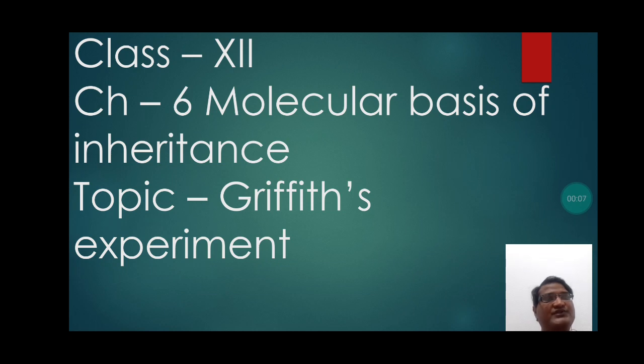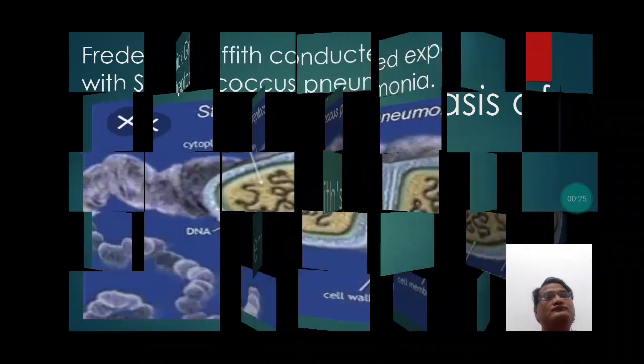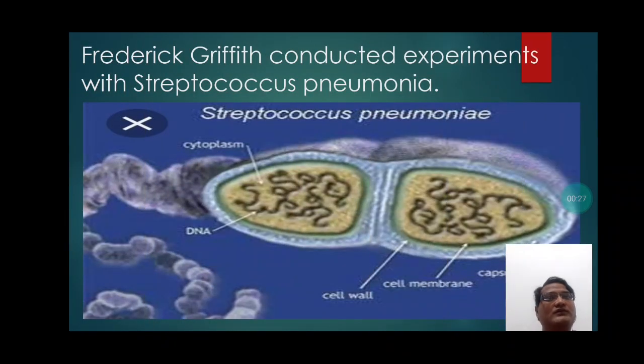Today we are going to discuss the topic Griffith's experiment from chapter 6, molecular basis of inheritance. Frederick Griffith conducted experiments with Streptococcus pneumoniae.